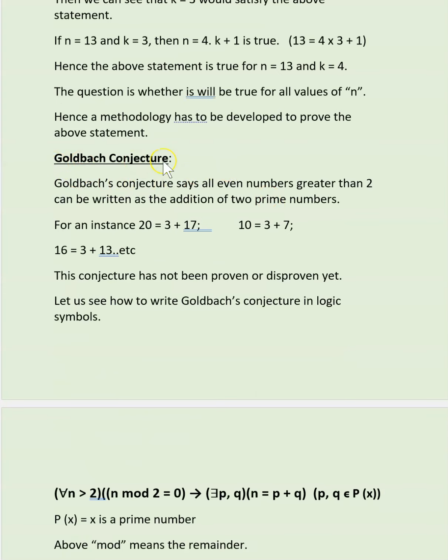The Goldbach conjecture says all even numbers greater than 2 can be written as the addition of two prime numbers. For instance, 20 equals 3 plus 17. Both are prime numbers. 10, an even number, equals 3 plus 7. Both are prime numbers. 16 equals 3 plus 13.